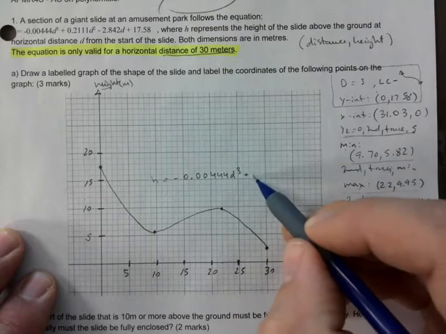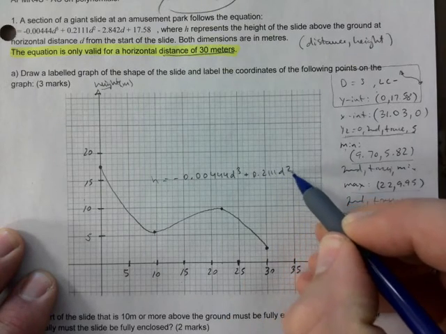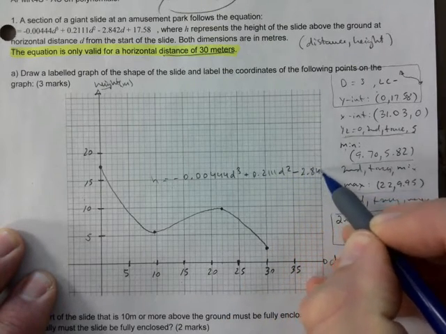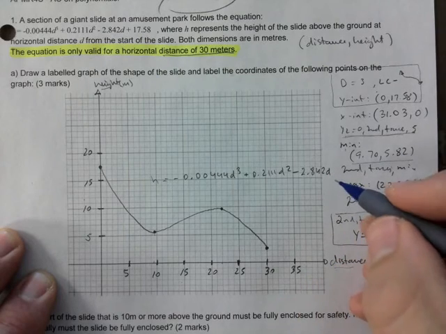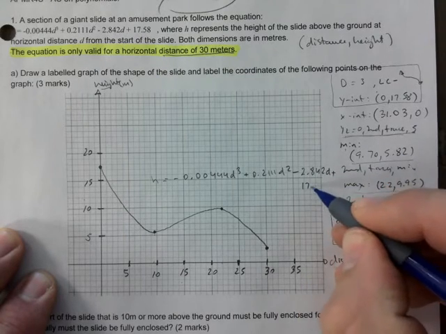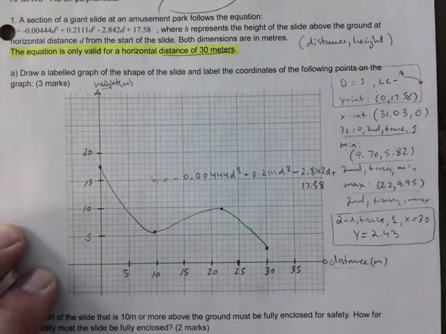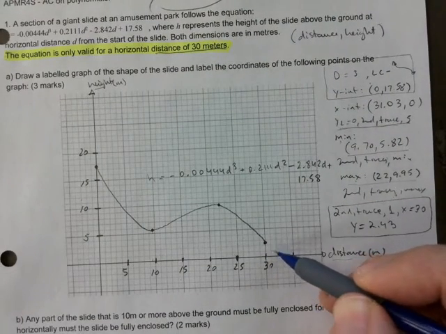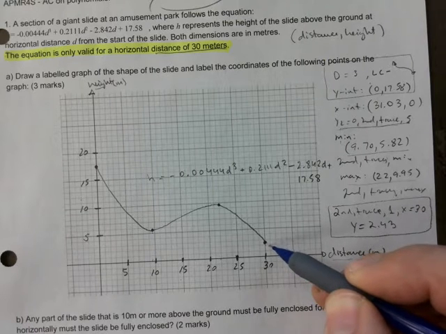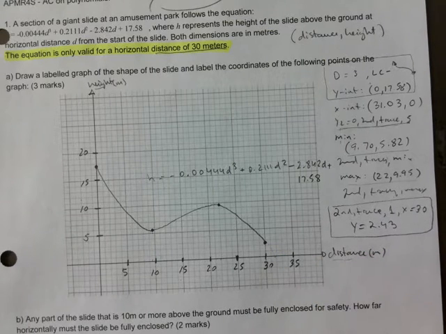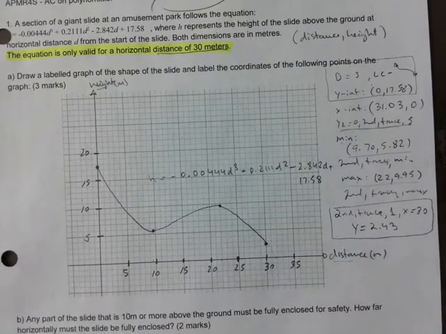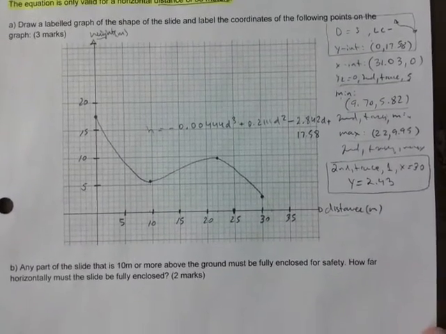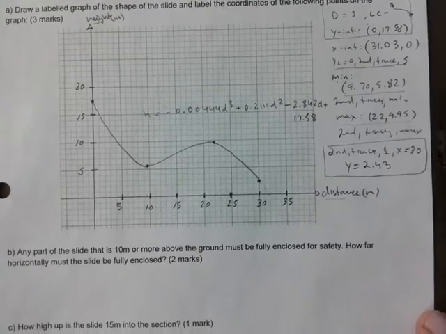Is this going to work? Plus 17.58. Okay, so the equation, the graph, if you miss this part, if you actually went past that, we'll take off half a mark, right? If the question tells you exactly, right, then make sure you follow that. So there are your 3 marks, and you're good to go.